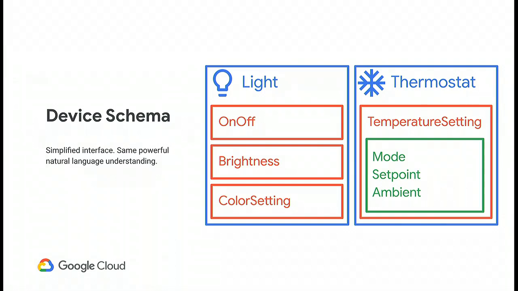And then within each individual trait, these are further subdivided to provide individual attributes that describe the state of that particular device. So for example, with a thermostat, the temperature setting trait defines three attributes: the thermostat's mode, like heat or cool or off or auto, things like that, the temperature set point, as well as the ambient temperature. Okay? So we put all these things together to define what we call the device schema to provide known device types interactions with the Google Assistant.